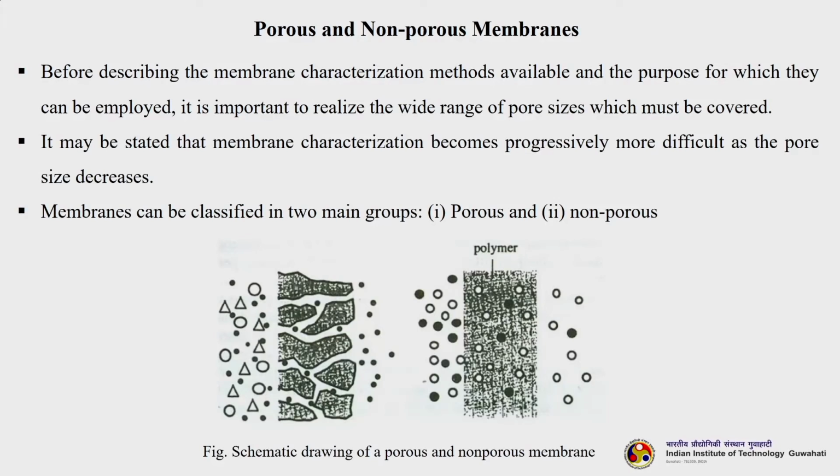Membranes can be classified into two categories with respect to characterization: porous and non-porous. The porous membranes are those in which pores are present, basically microfiltration and ultrafiltration membranes. Non-porous membranes are the dense membranes, usually used for RO as well as gas separation applications.